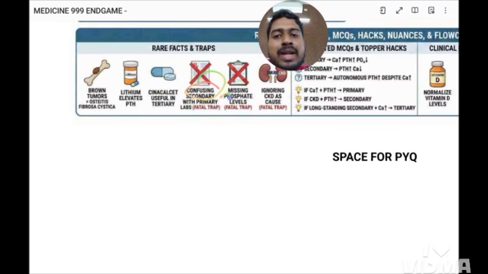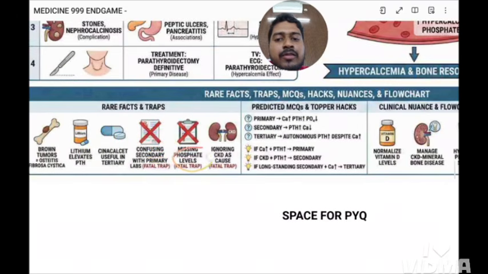Okay, so don't confuse primary, secondary and tertiary hyperparathyroidism. Phosphate levels are important. Phosphate levels are raised in both secondary and tertiary. Okay, and ignoring CKD as a cause is very fatal because you will lose marks if you miss this option.